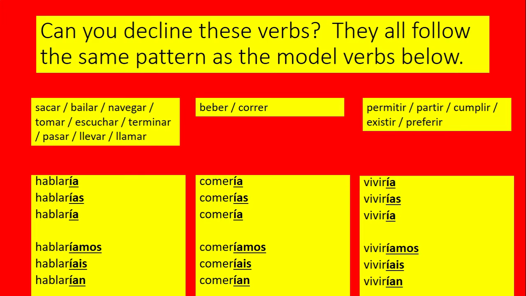So make sure you can decline it. Make sure you understand what it means when you're declining a verb. Otherwise, you're just learning a random poem off by heart. It's pointless. So make sure you understand why it's important to decline verbs in this way.